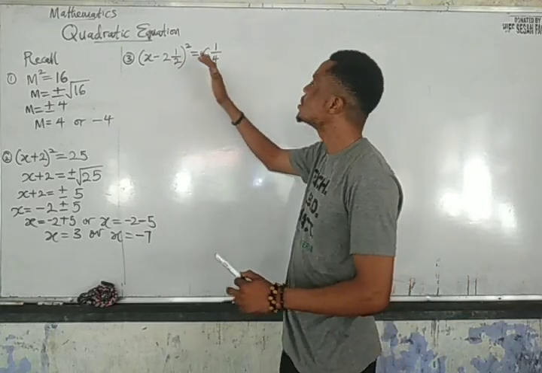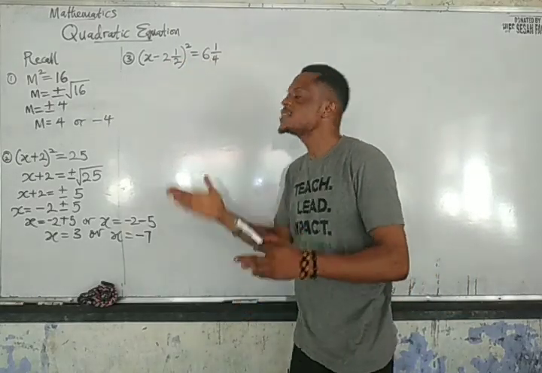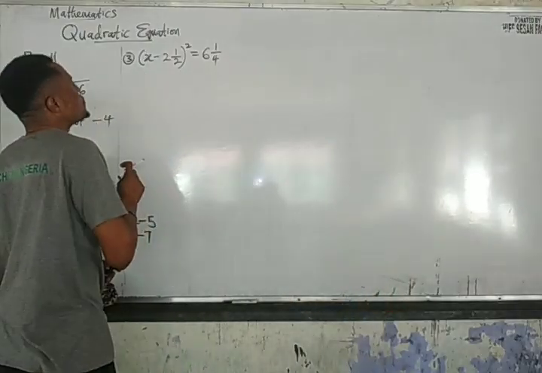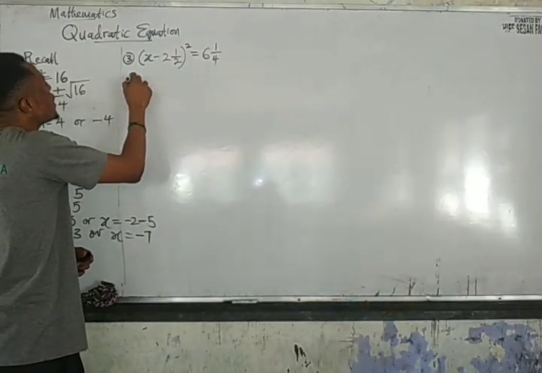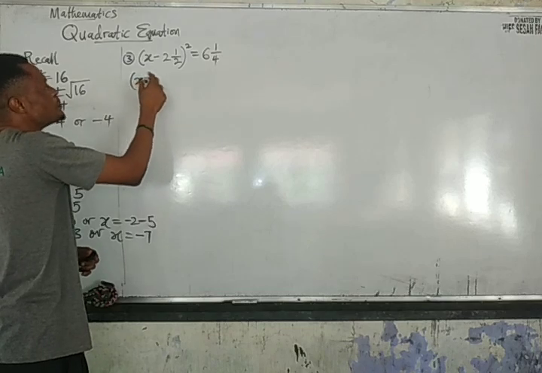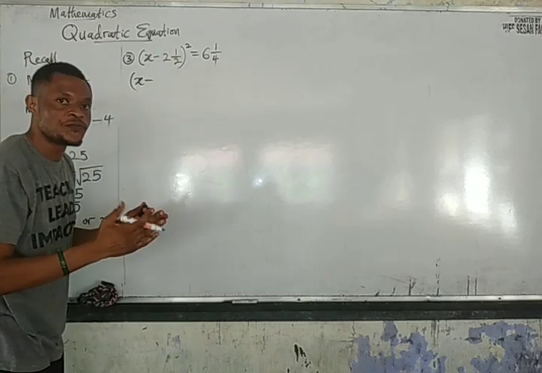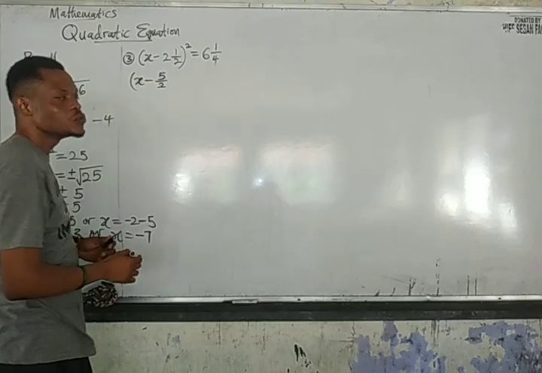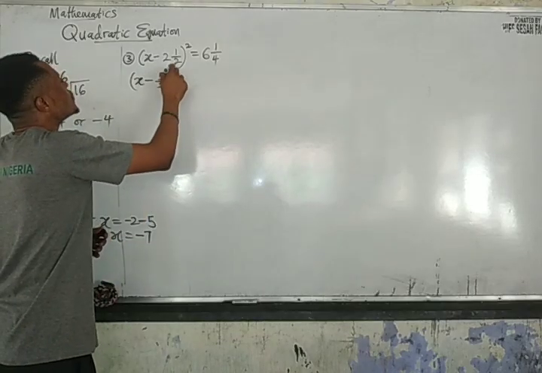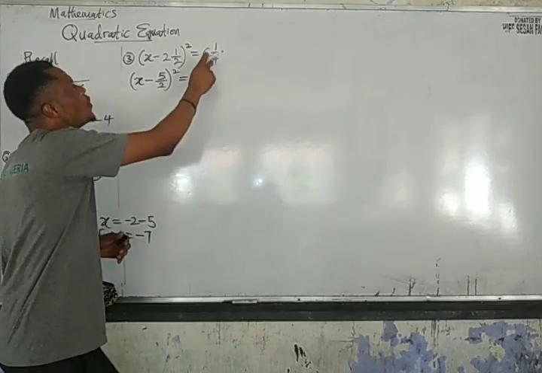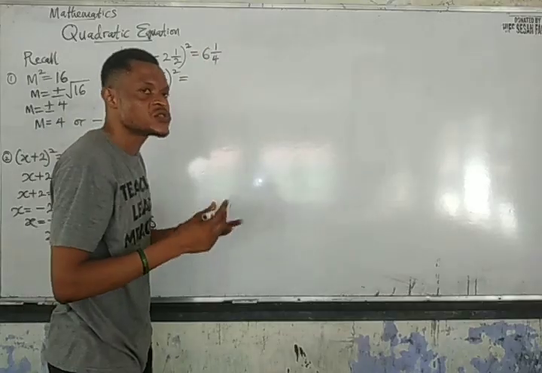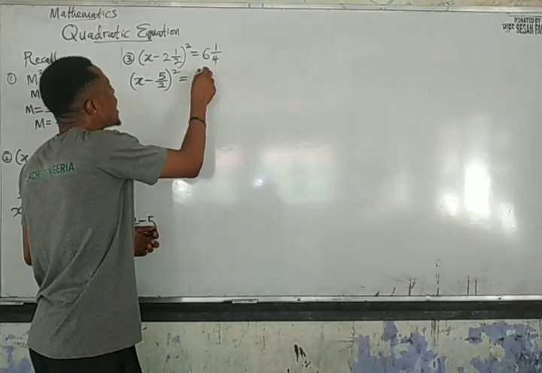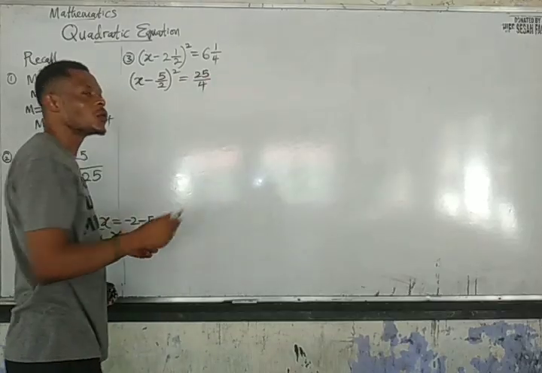Going to the third one now. This is a mixed fraction and a mixed fraction. So let's try to change this one from a mixed fraction to an improper fraction. So we have x, of course in bracket, 2 multiplied by 2, 4. 4 plus 1, we have 5 over 2. Square equal to 4 multiplied by 6, 24. 24 plus 1, we have 25 all over 4.